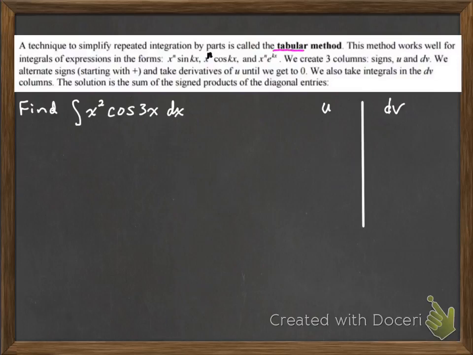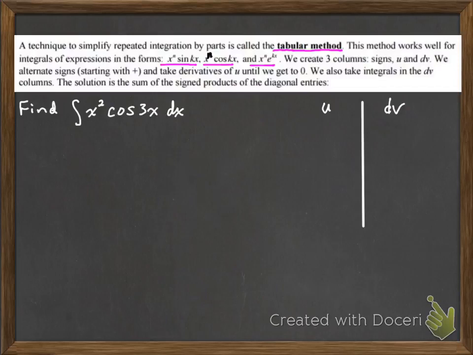This is called a tabular method, and this will most often apply whenever you're doing an integral of x raised to some power times the sine of something, or x to some power times the cosine of something, or x to some power times e to some power. Whenever you have an integrand that looks like these, these are the situations where we can use the tabular method. Our method for finding the u value is still the same.